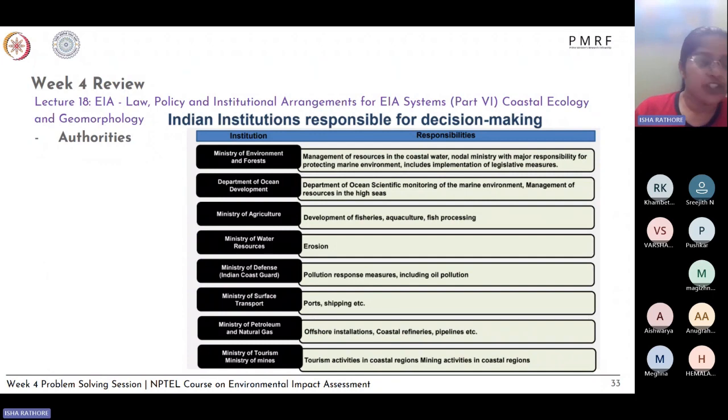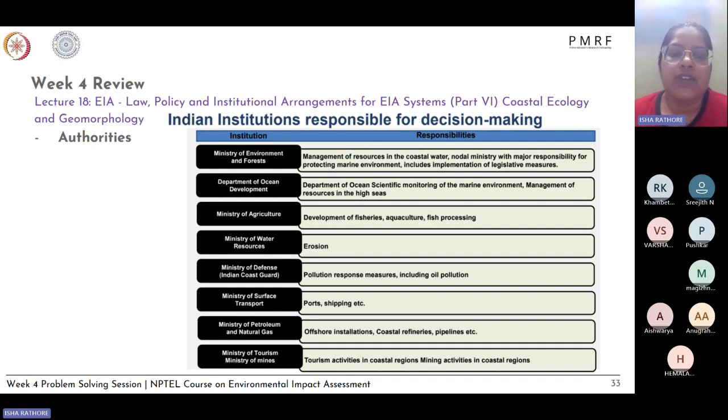Then the next lecture was lecture 18, which looked up at AIA law, policy, and institutional arrangements for EIA systems for coastal ecology and geomorphology. So here we again looked up at the different Indian institutes or authorities which are responsible for decision making, especially relating to coastal ecology and geomorphology, and their different responsibilities. So we have the Ministry of Environment and Forests, which looks up at management of resources in the coastal waters. And their major responsibility is to protect marine environment, and it includes the implementation of the legislative measures which are there.